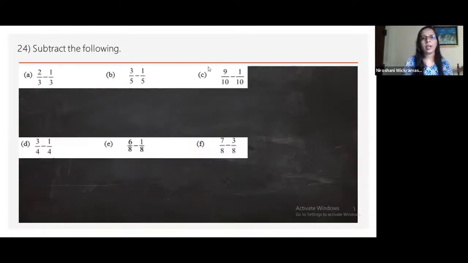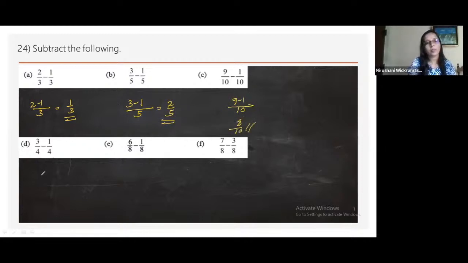Twenty-fourth one. Subtract the following. Now these are like fractions, so the denominators are the same. So no problem. Common denominator 3, 2 minus 1. Answer is 1/3. Here common denominator 5, 3 minus 1. Then the answer is 2/5. Here denominator 10, 9 minus 1, 8/10. Denominator 4, the denominators are equal, 3 minus 1, 2/4. You can even simplify. How many 2's in 1? How many 2's here? 2. 1 over 2.